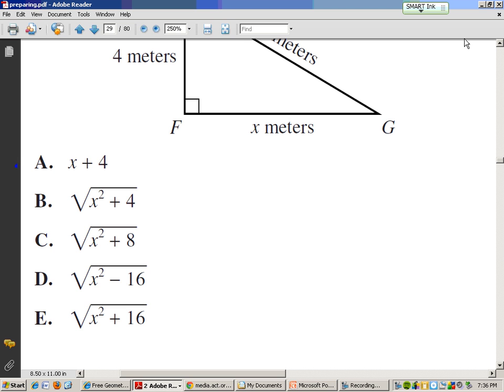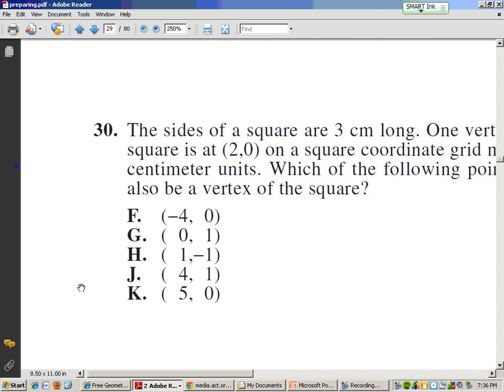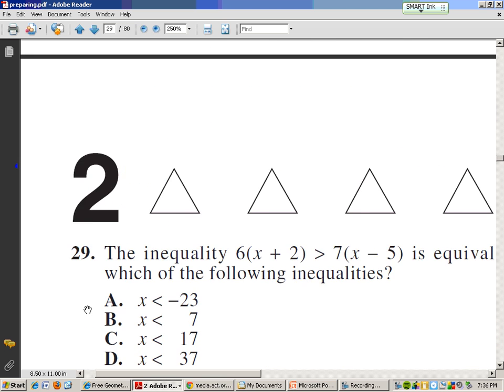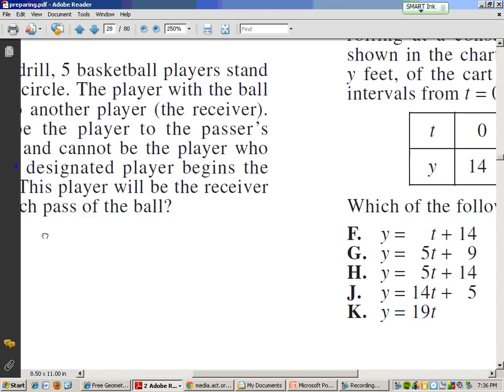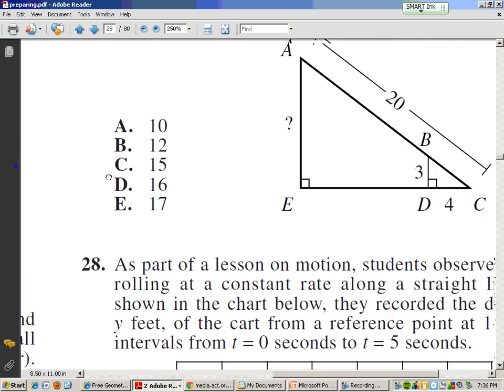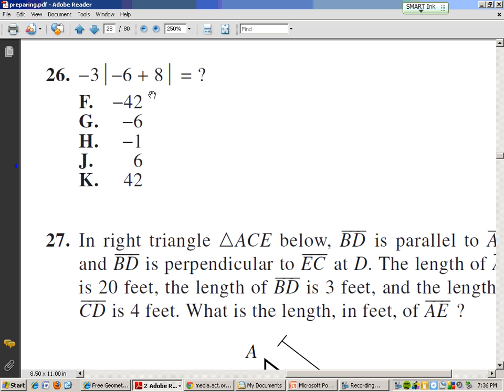Okay, next, number 26. This was 31, so probably somewhere around there we go. Okay, so absolute value. I'm going to do everything inside because the absolute value is a grouping symbol. So this is going to be negative 3 times the absolute value of 2.